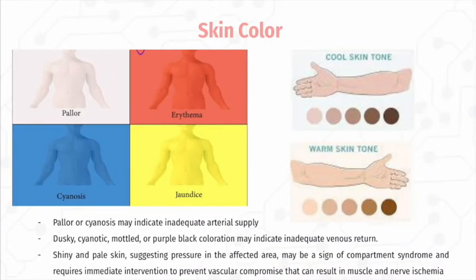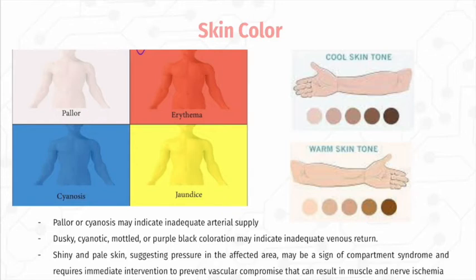For skin color, compare the color of the skin bilaterally. Consider the patient's usual skin tone and any skin conditions when performing this assessment. Cyanosis can be present differently in different skin tones. Pallor or cyanosis may indicate inadequate arterial supply.